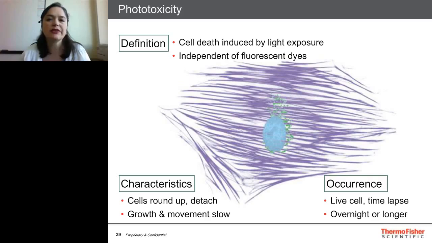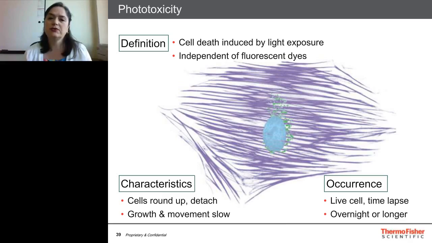And the things you should watch out for when you're doing your live cell imaging experiment are seeing cells round up and detach, float off of the culturing vessel. If you're used to watching them move and grow, and that movement and growth slows. And where you tend to see these problems is when you're doing live cells, when you're doing time lapses that are over long periods of time.